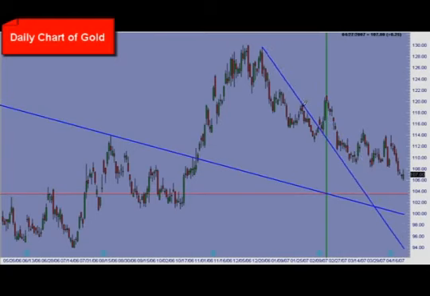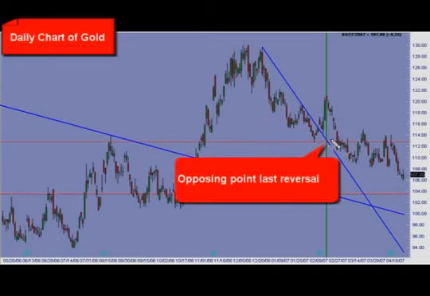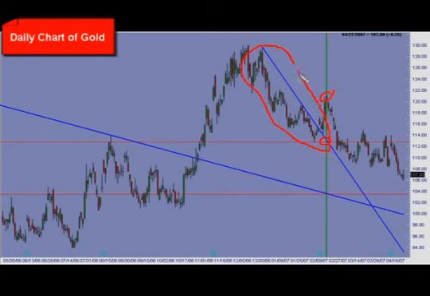For example, here's a series that would provide a strong reversal, opposing point last. And what do we find? Here we're right on the money when it comes to the actual reversal. By using these points, we end up with a very strong reversal.